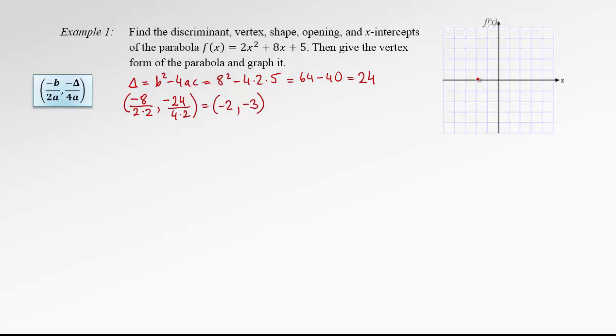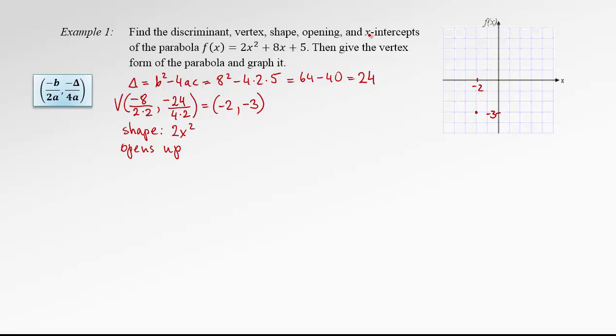We can visualize this in the graph. Negative 2, negative 3 is here. That's our vertex. Okay, let's write V in front of it to indicate vertex. Now, what's the shape? Well, the shape is determined by the leading term, 2x squared, which means that our parabola is quite narrow. What about opening? It opens up, just because the leading coefficient is positive, right?